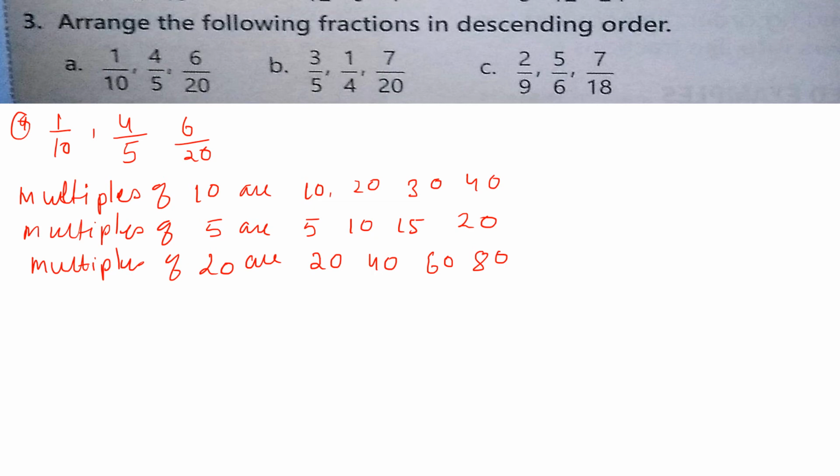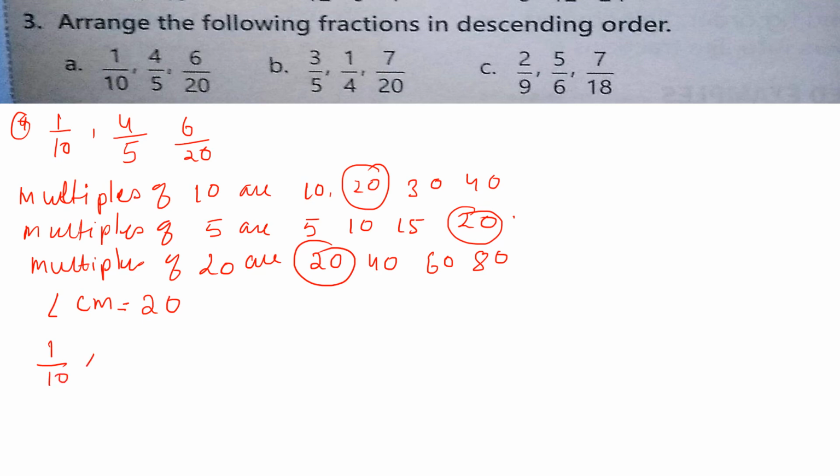Here see the common: 40 is here, 40 is here, but 40 is not there in table of 5. So we can write up to 40, but we need to check the smallest one. The first one is 20, 20 and here also 20. That means our LCM is 20. Now we need to make all the denominators 20. So how will we make it?